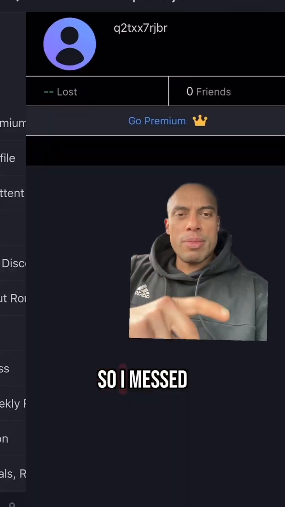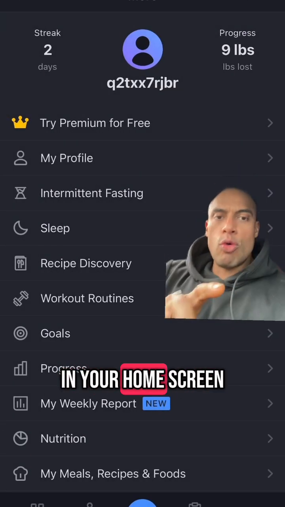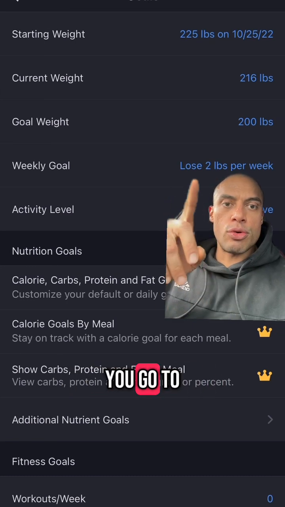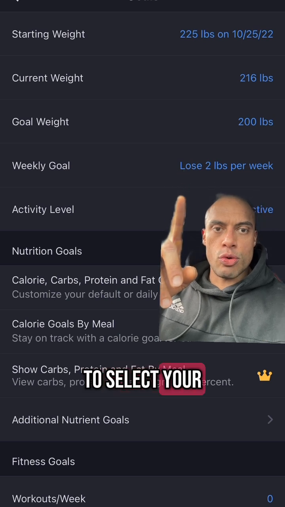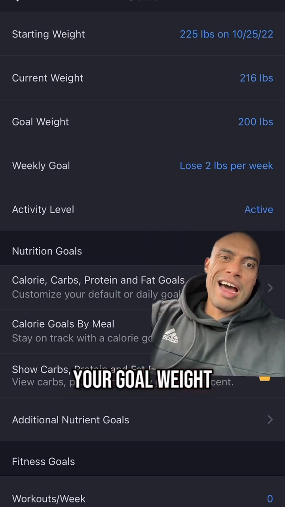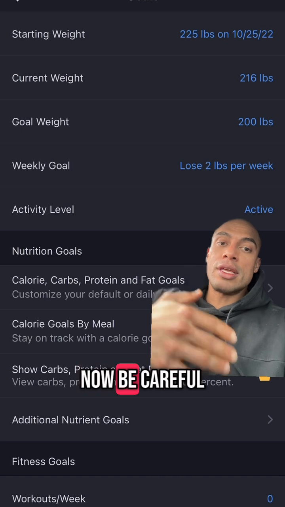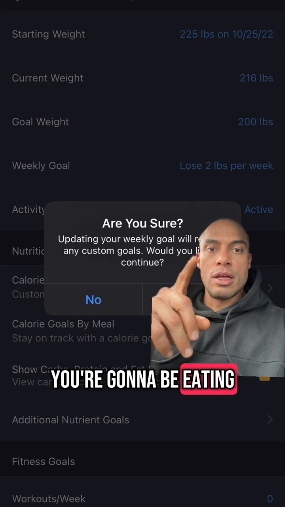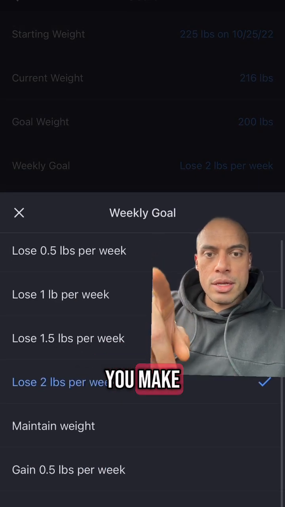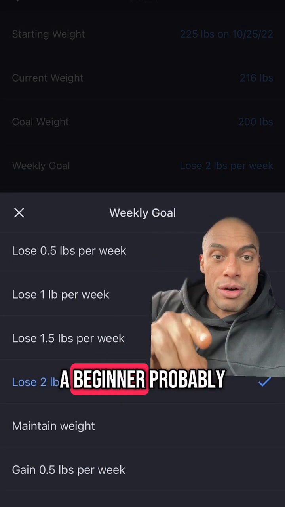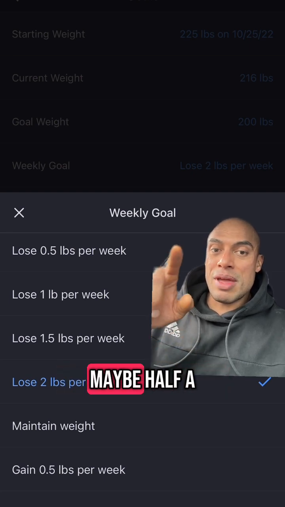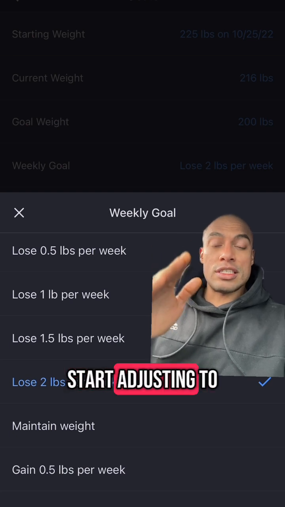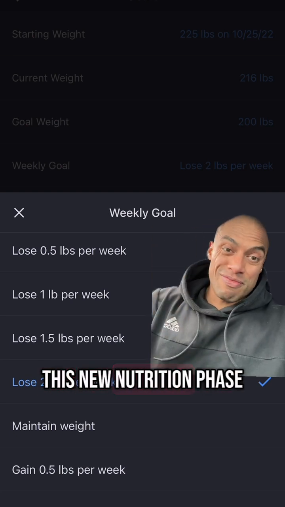Anyways, let's get started. So I messed up here in the beginning, but once you're in your home screen, you're gonna select the bottom right-hand corner where it lets you go to your profile. Here you get to select your starting weight and your goal weight and your weekly goal, how much you're trying to lose per week. Now be careful, because the more pounds you lose per week, the less calories you're gonna be eating. Also, another mistake you make, yeah, this is what I'm talking about, right? So if you're a beginner, probably start about a pound, maybe half a pound per week. That way you slowly start adjusting to this new nutrition phase.